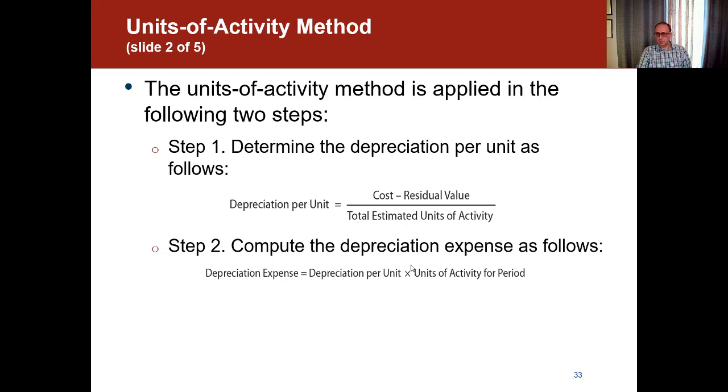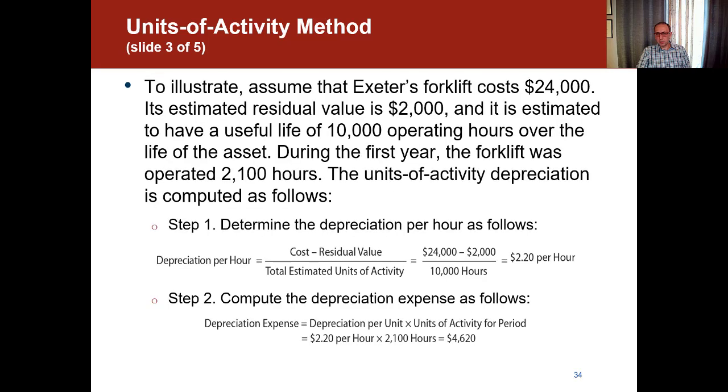In step number 2, we compute the depreciation expense, where we take the rate that we just calculated and multiply by the units of activity for the period. So let's see an example to see how it works. Assume that a forklift costs $24,000. Its estimated residual value is $2,000, and it's estimated to have a useful life of 10,000 operating hours over the life of the asset. So you see here, instead of having a useful life in terms of time, like 5 years, here we have it in terms of 10,000 operating hours. During the first year, the forklift was operated 2,100 hours.